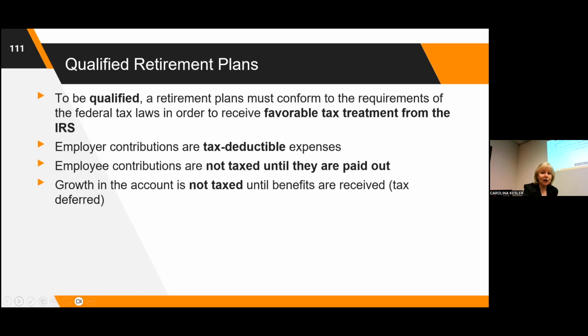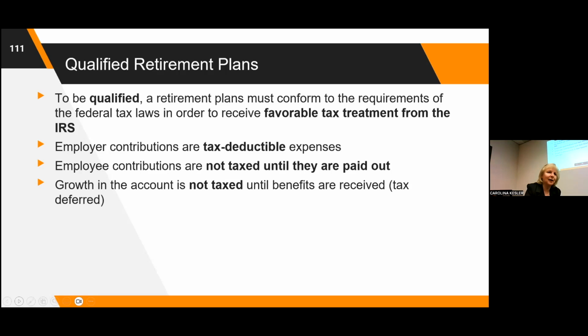Employee contributions are not taxed until they're paid out at retirement. So that's a win-win for both the employer and the employee, right? No taxes until you take the money out. Growth in the account is not taxed till benefits are received. And hopefully, people are in a lower tax bracket.